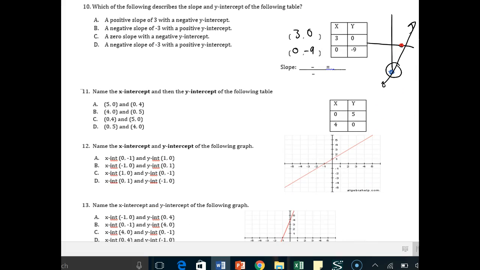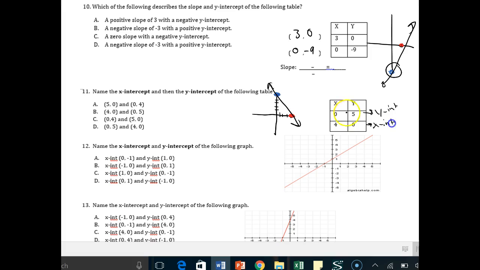Number 11, name the x-intercept and the y-intercept in the following table. 0, 5, just think about it. Actually plot it out. 0, up 5, 1, 2, 3, 4, 5. That is a y-intercept. And then 4, 0, 1, 2, 3, 4 is an x-intercept because you go up or down 0. It's on the x-axis. So 0, 5, there's your y-intercept. And then there's your x-intercept.